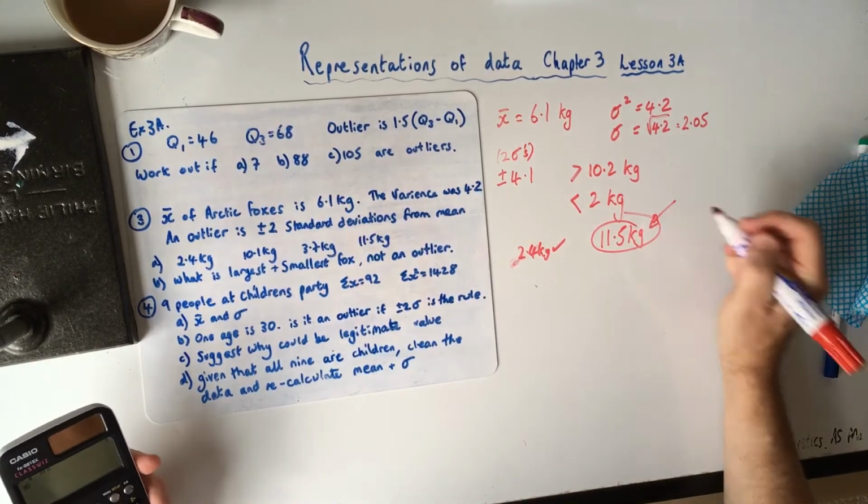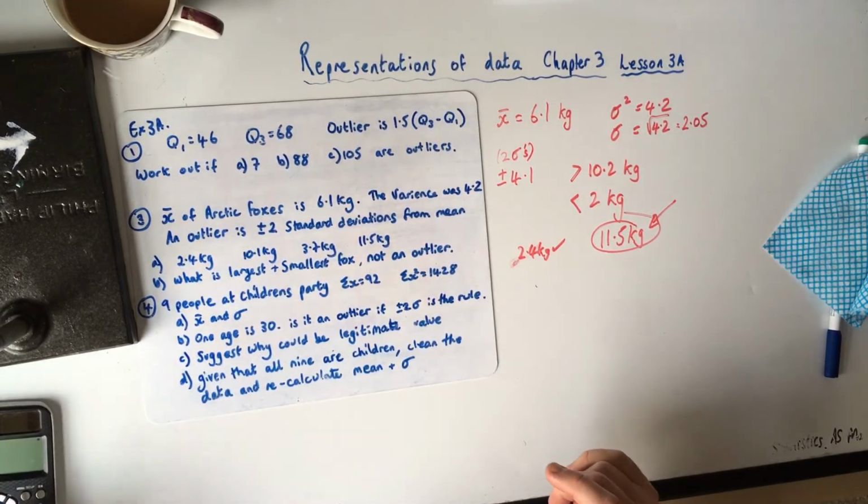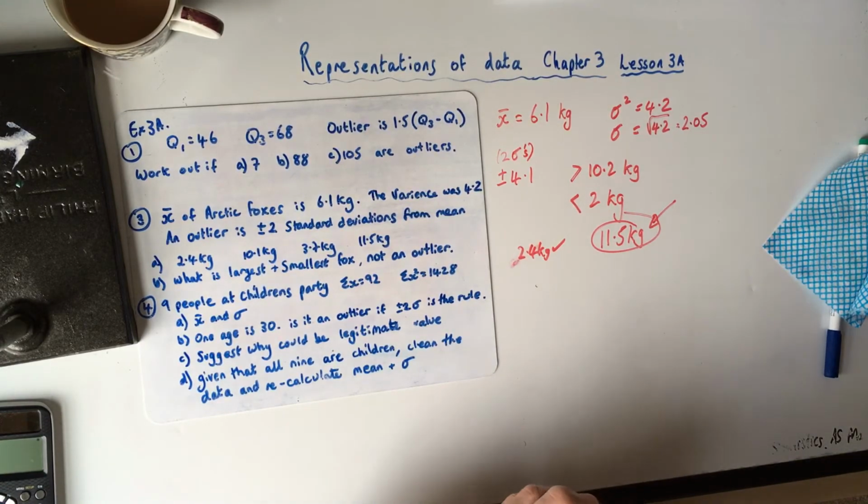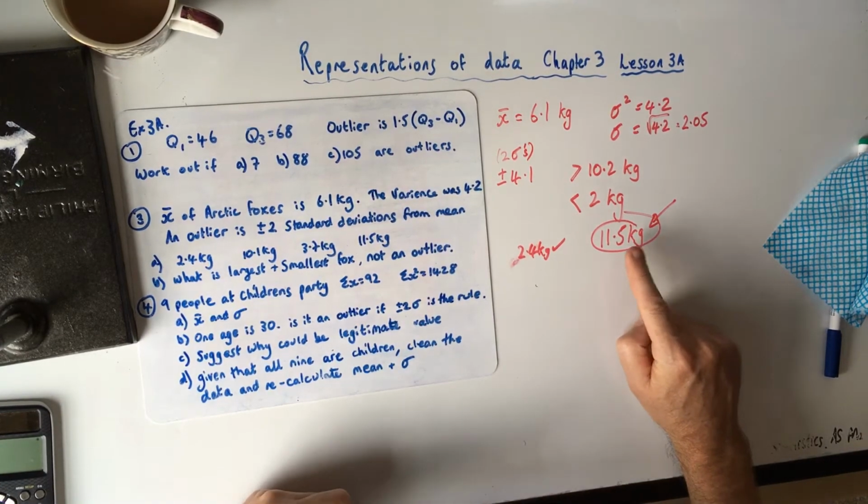That's an outlier. They obviously just caught that one after it had just eaten an Arctic hare and hadn't yet managed to do a poo. Okay, so that was the one.